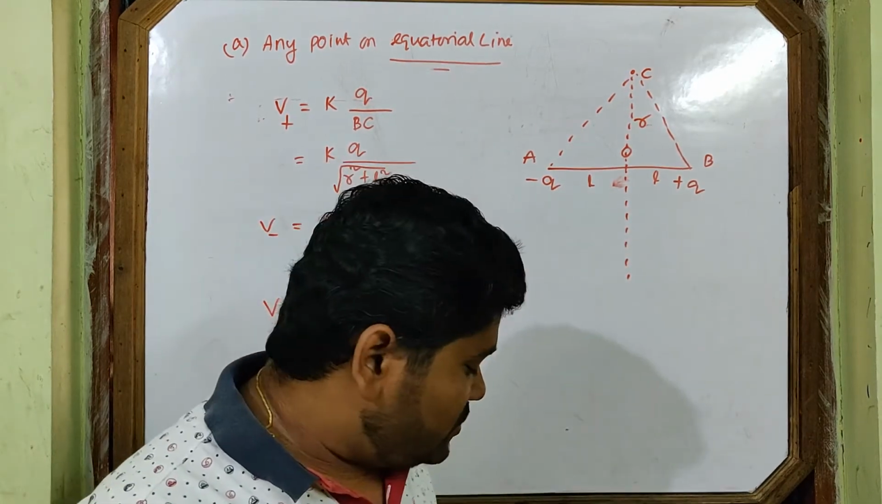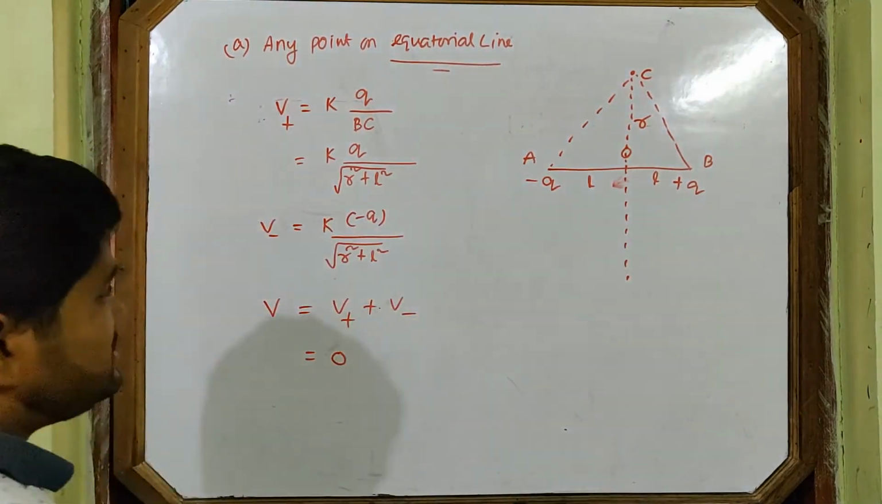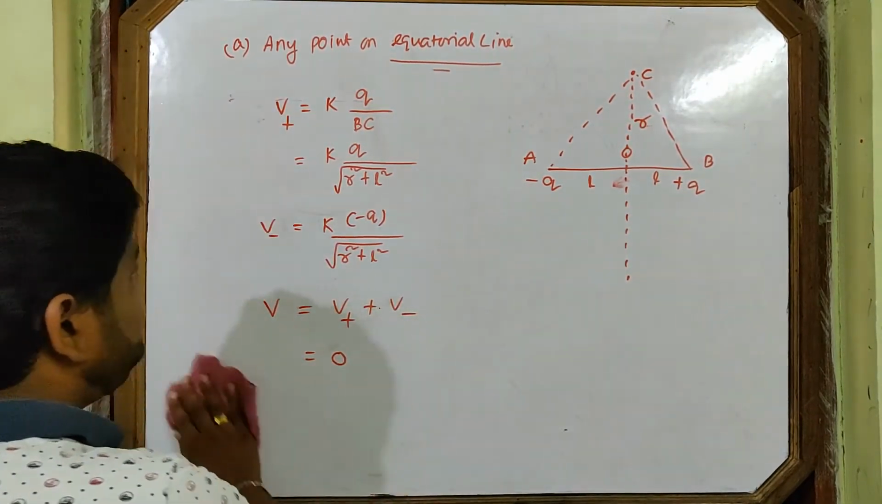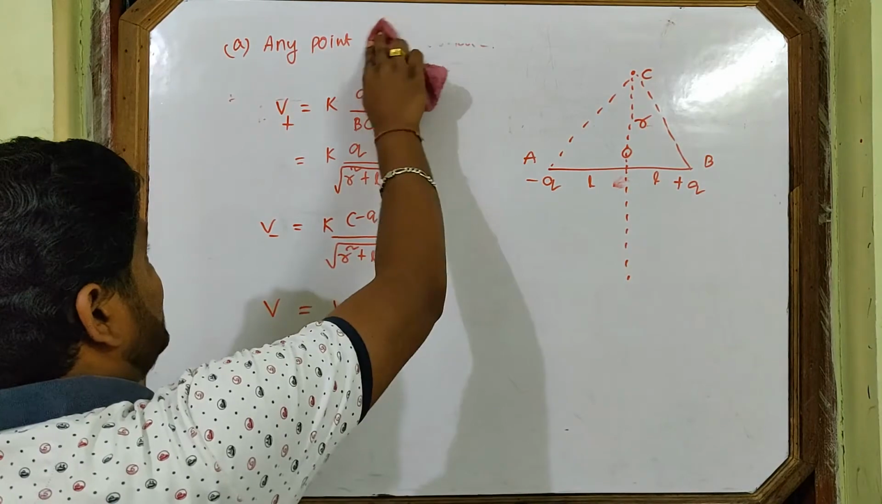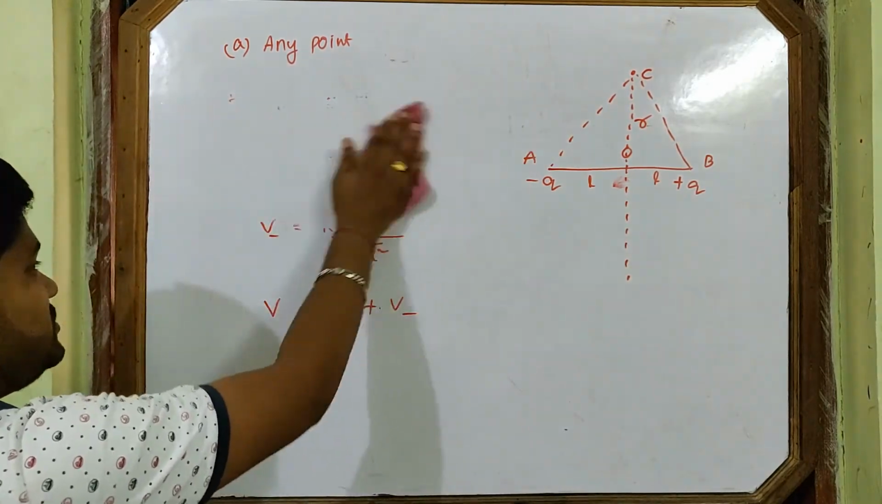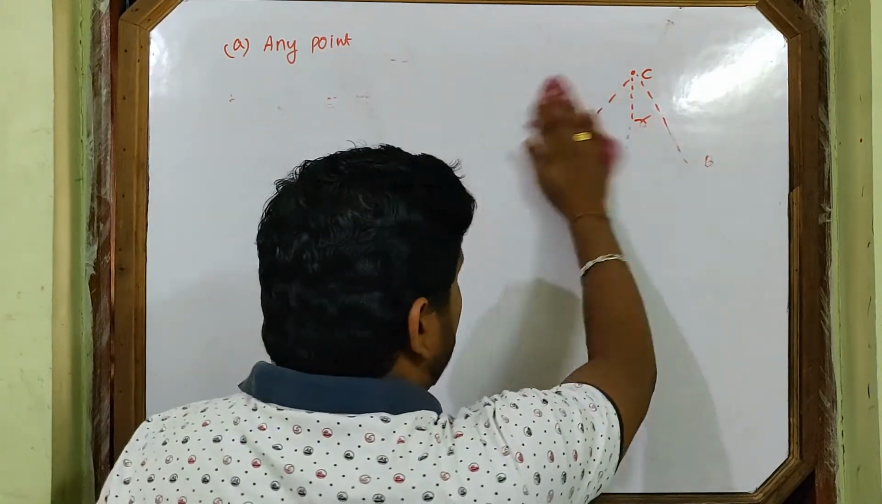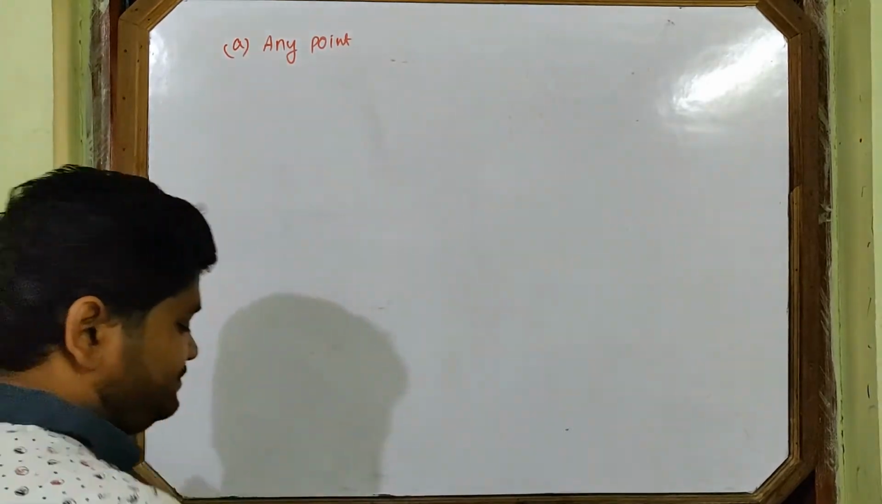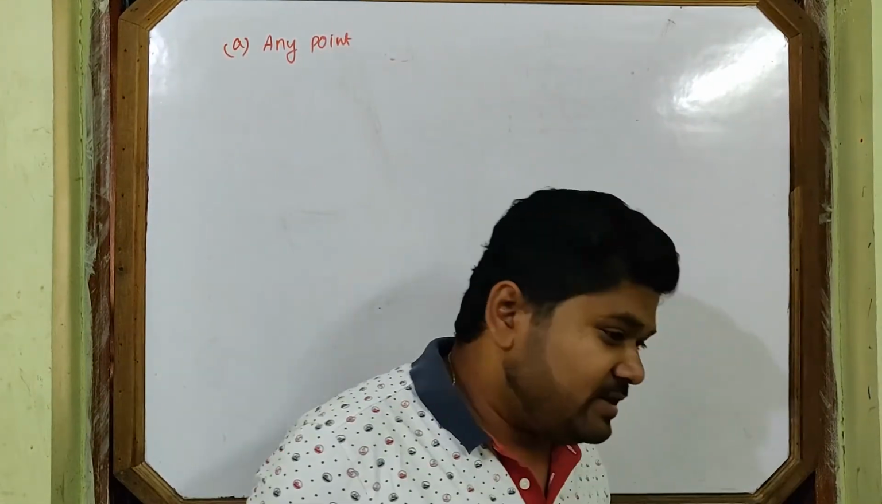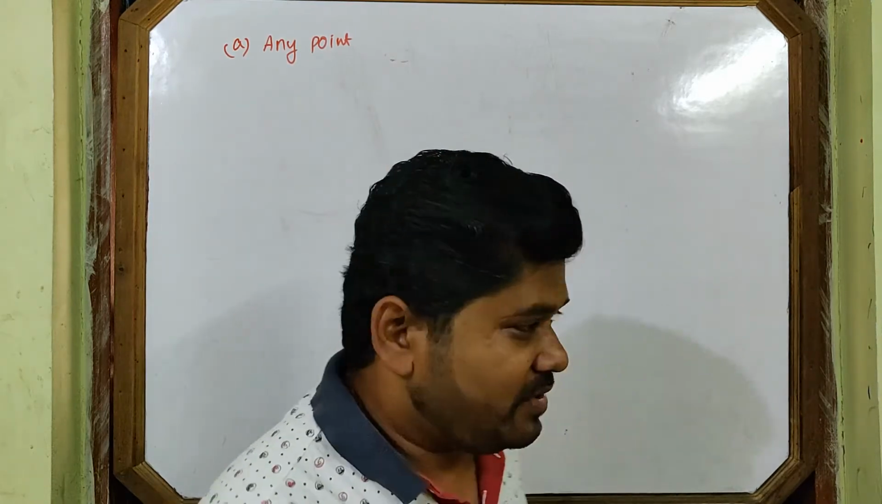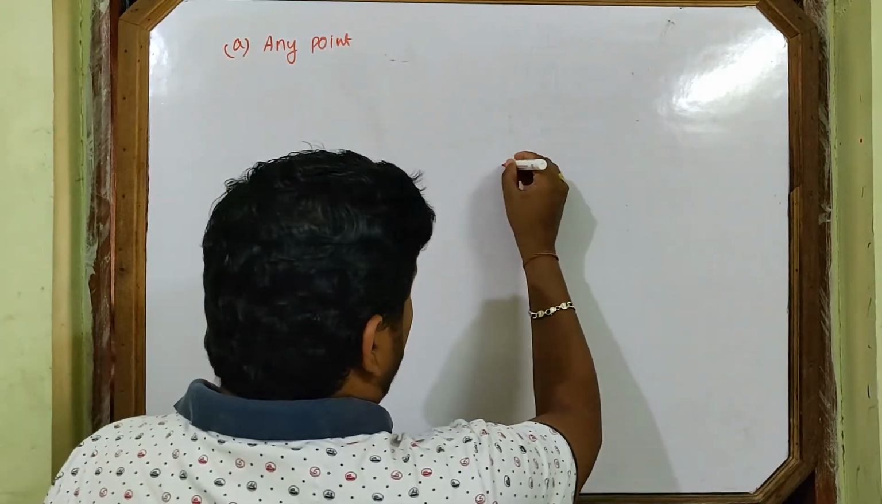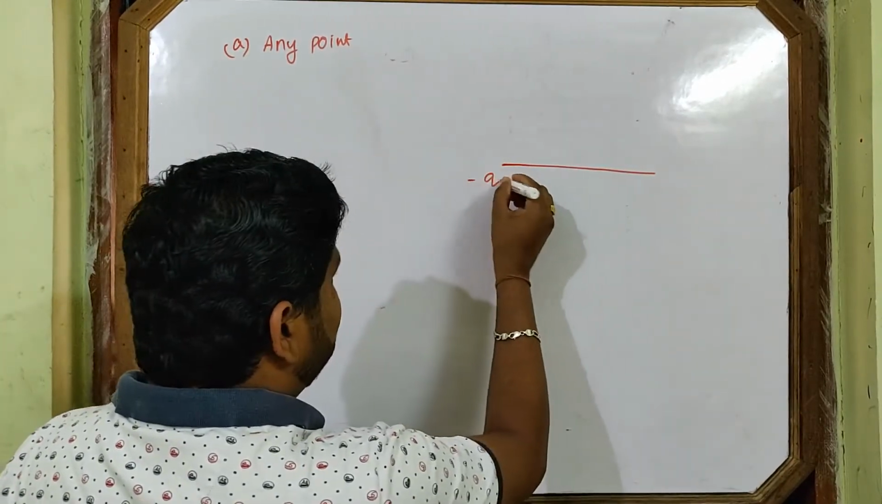Okay, so now we go to find the potential at any point due to a dipole. It is not on the axial line, not on the equatorial line. So this derivation in different books we will see. Books are doing it in many ways, but I am doing the simplest way for you, so that it will be easy to remember. Okay. Now let's see.